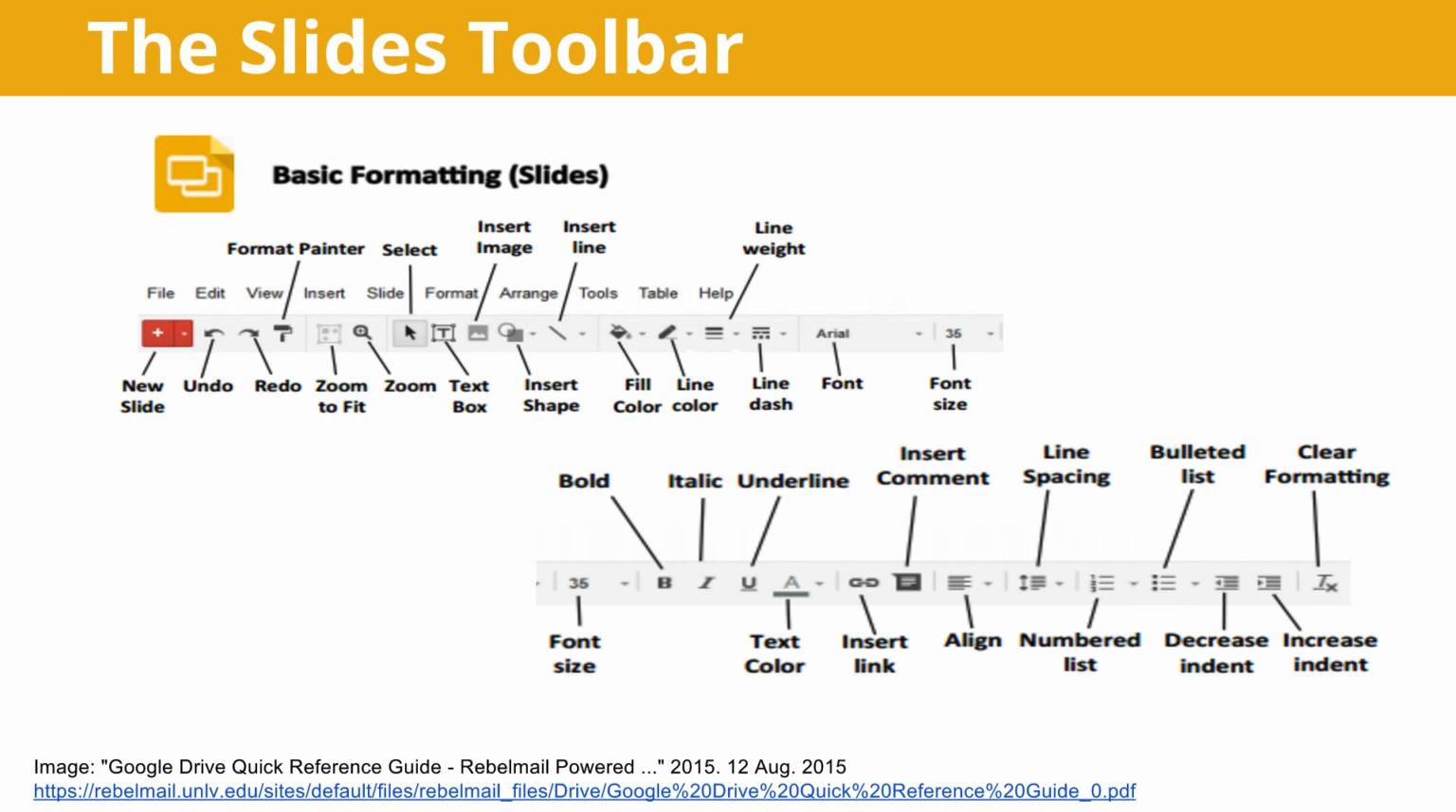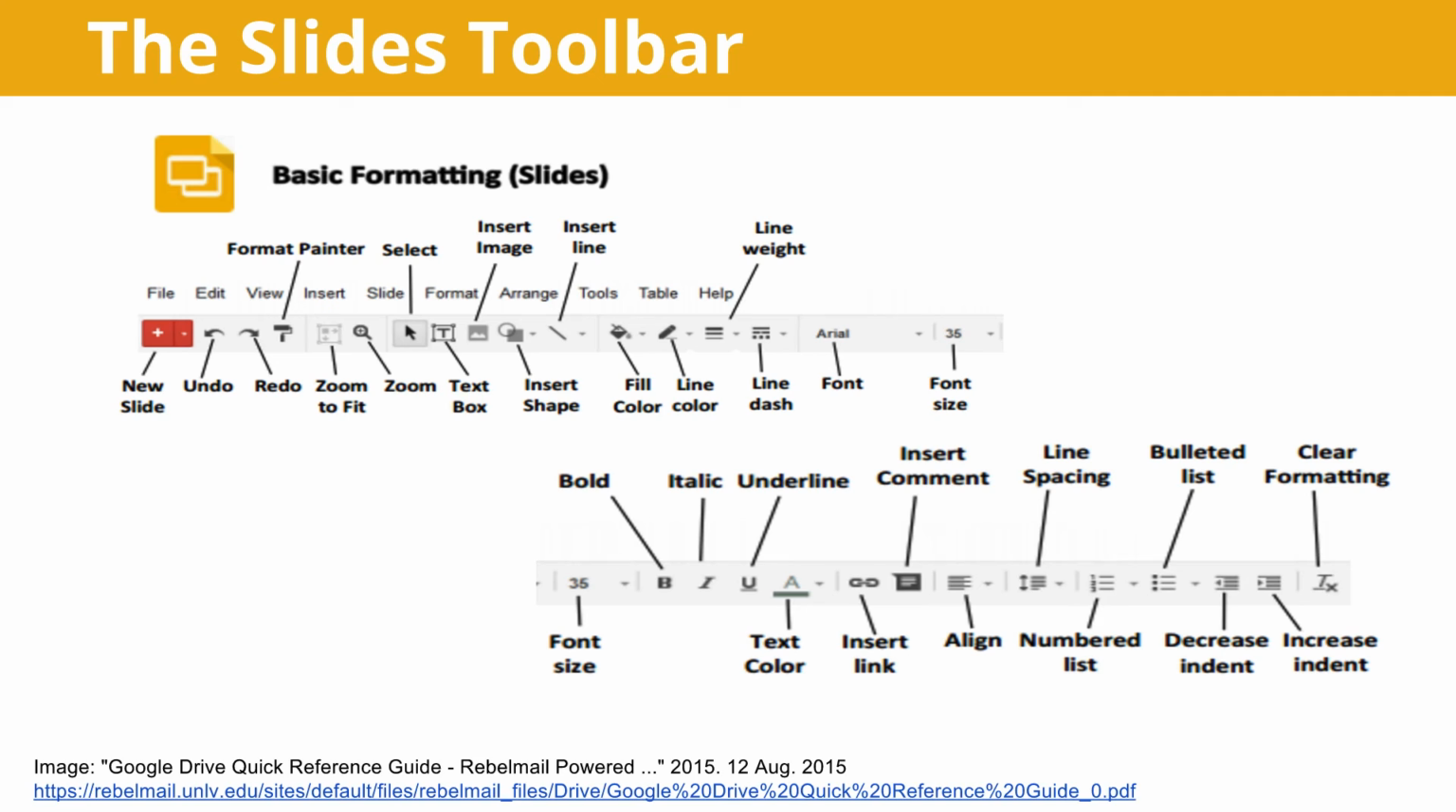So inside Google Slides, there's a toolbar, and here are the basic items in the toolbar. You've got your new slide, your undo and redo. You've got a format painter, which allows you to apply formatting to different areas. You've got your zooms, your select, and then you can put in a text box, an image, a shape, or a line. Once you do that, you've got a fill color, a line color, a line weight, a line dash. You've got your font information.